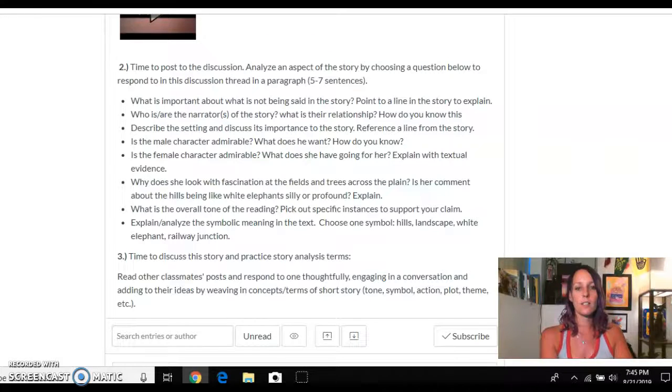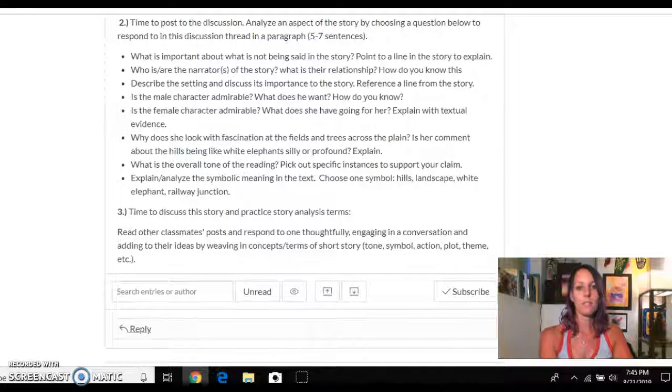When you get on the discussion board, you're going to analyze an aspect of the story by choosing a question below to respond to this discussion thread in a paragraph. So 1 paragraph, 5 to 7 sentences long, 6 to 8 sentences if you are pushing yourself a little bit further. And so there's lots of different questions that offer you entry into the story. You can read over them and you can decide which one sparks joy for you and then do that one.